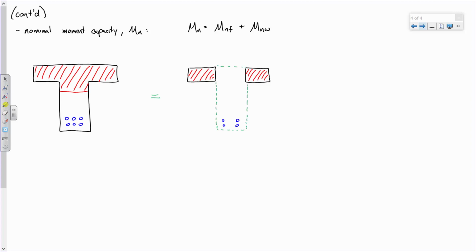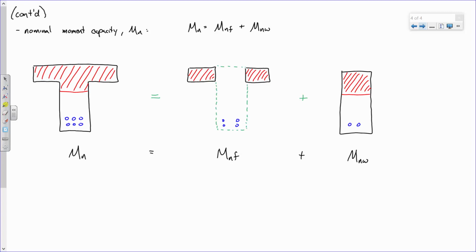And then what we're going to do is add that to the following section here. So we're going to have sort of this beam like this, and this is going to have a stress block like this. Maybe this one has, I don't know, 2 of those bars associated with it. I'll explain that in a little bit. So we're going to have Mn equals Mnf plus Mnw. Okay, that's sort of what we're doing to handle this.